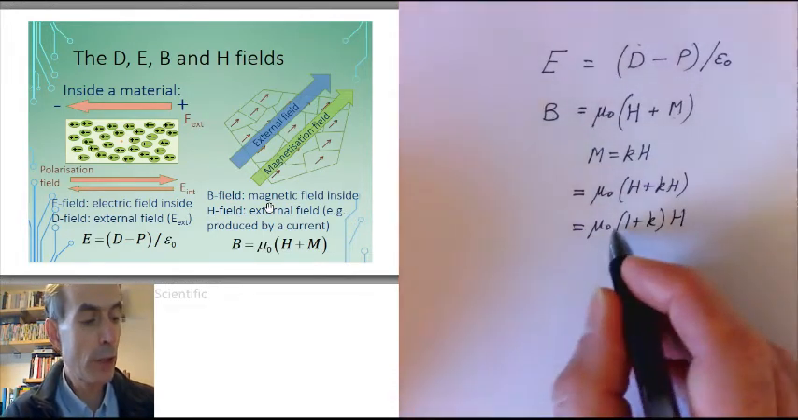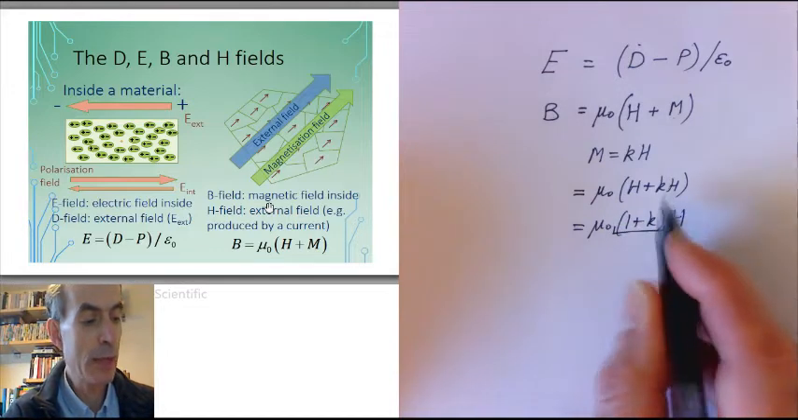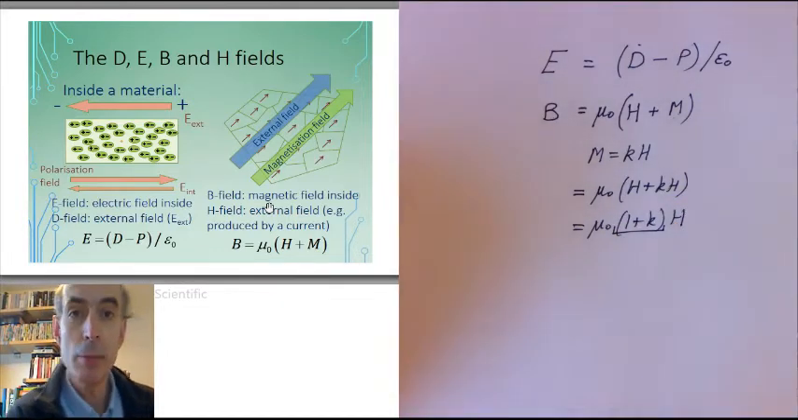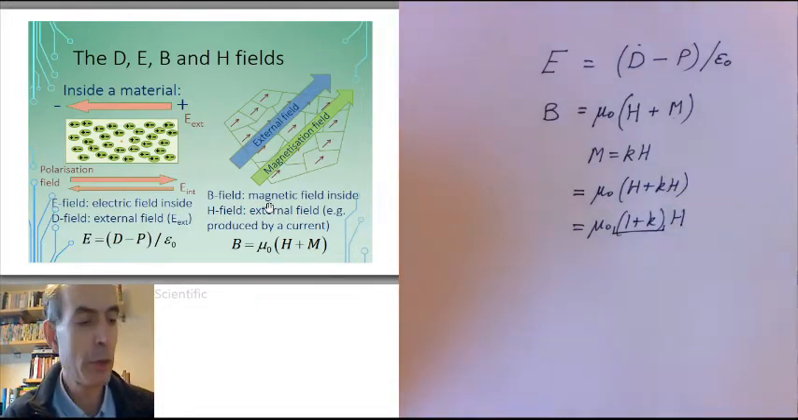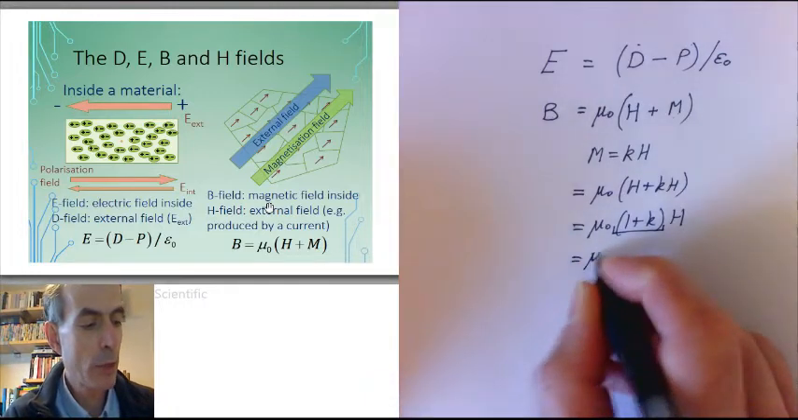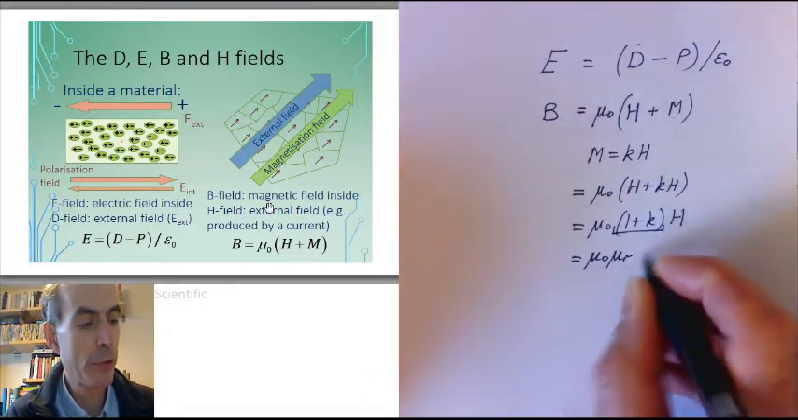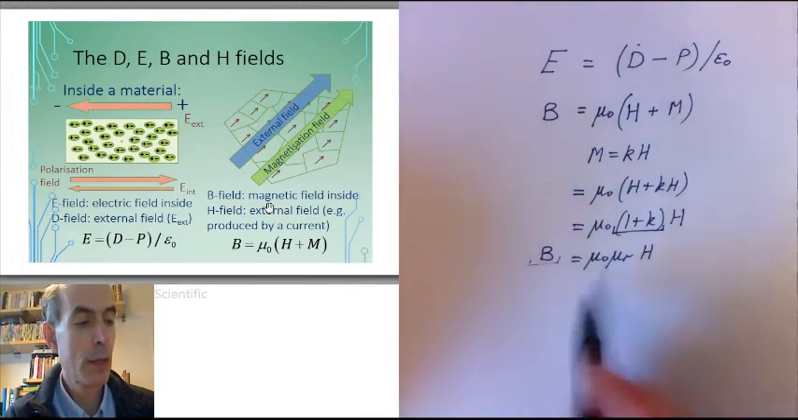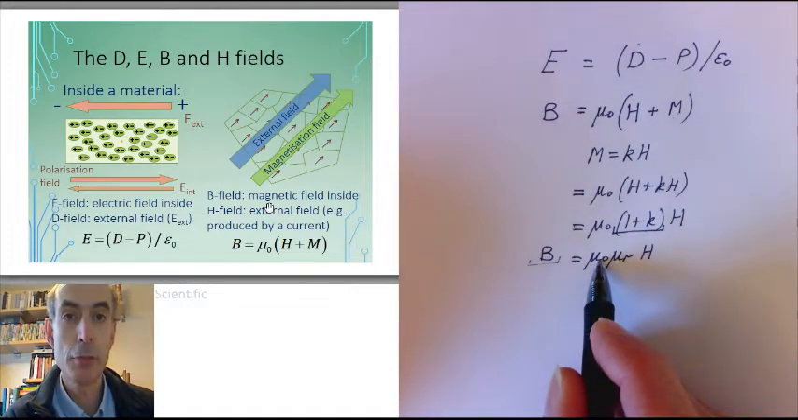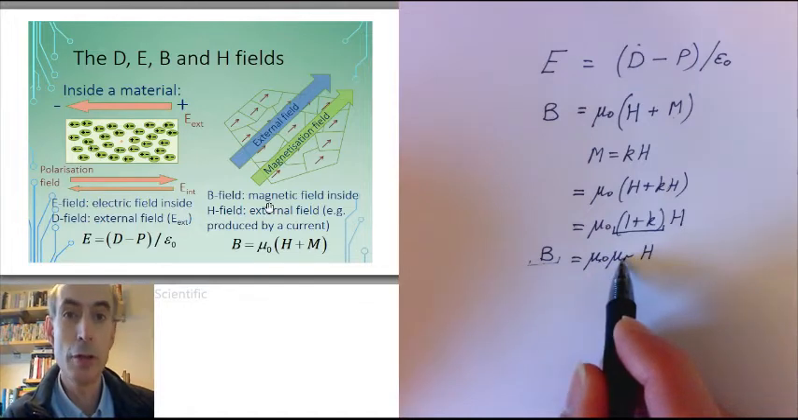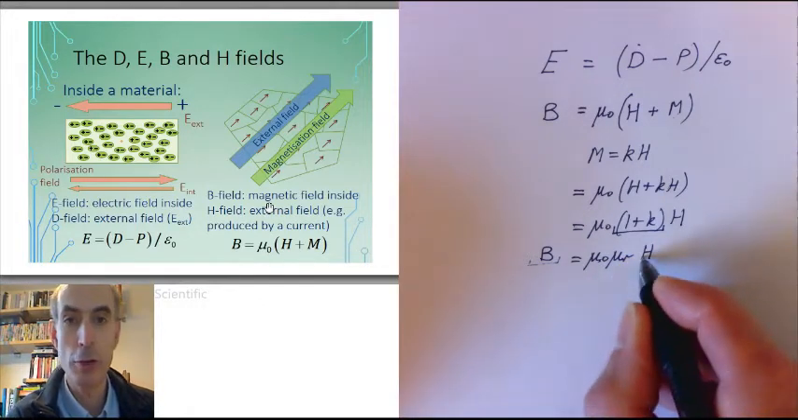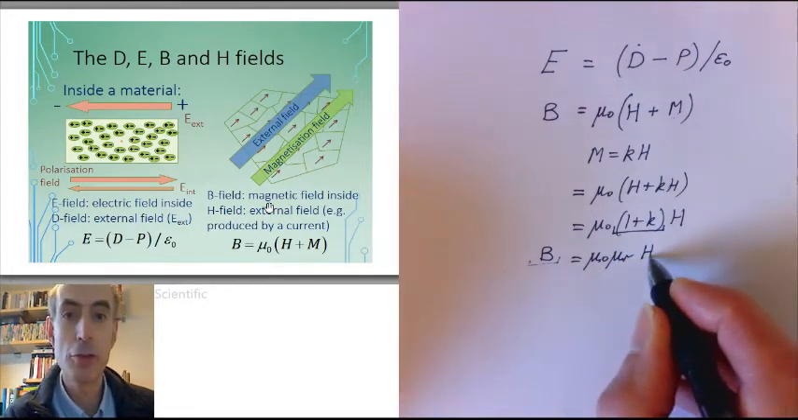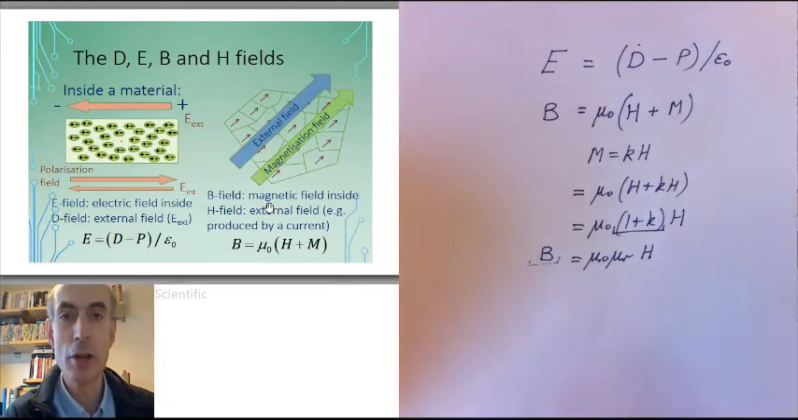And this constant here, 1 plus k, has a name as well. It's known as the relative permeability. And we can write the formula like this. The magnetic field inside the material is the permeability of free space times the relative permeability times the H field. And the H field is the magnetic field actually generated by the currents.